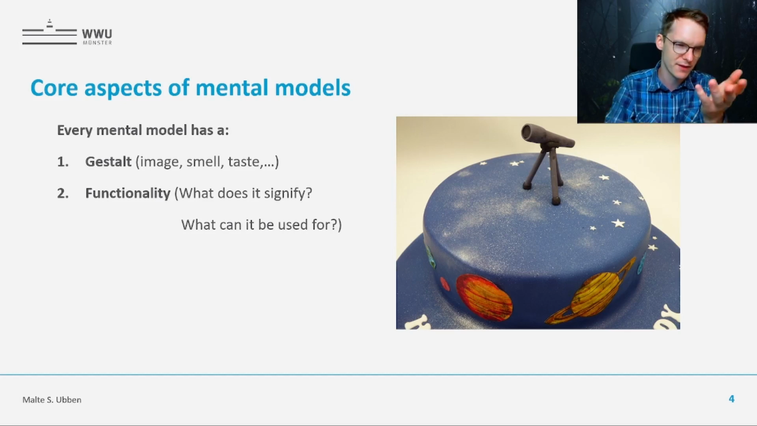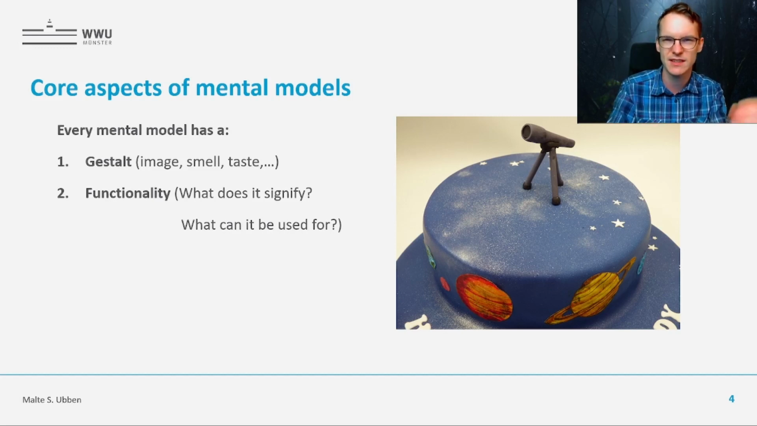The mental model you now have of this cake here on the screen is, it's blue. It's a cake. There are planets on it. There's a little telescope on top, and if you would have it in front of you, you might smell it. It might smell very pleasant, and you might enjoy that as well. So that's the gestalt. It's all the modalities, everything your senses can get. What does something smell like, what does it look like, what does it taste like or feel like? All these sensual impressions together are the gestalt of the mental model. If you think of something, you mostly think of images, sometimes you think of sounds, but all of them are theoretically possible. So you might think of a smell as well.